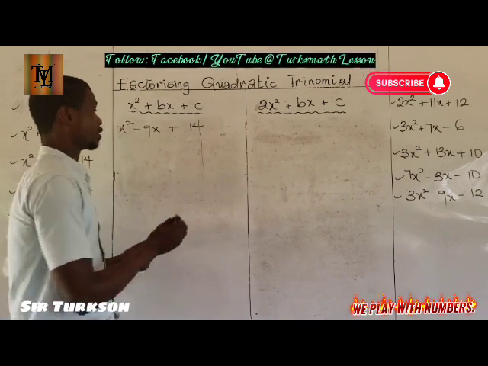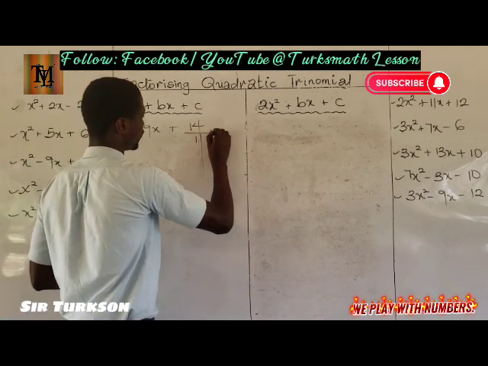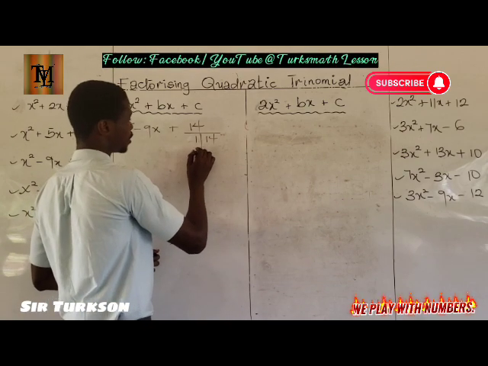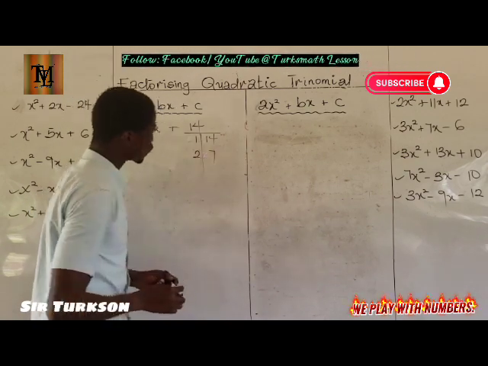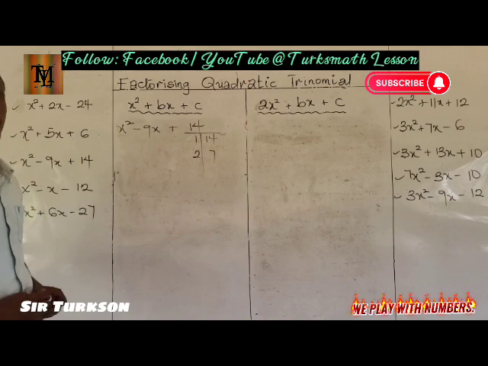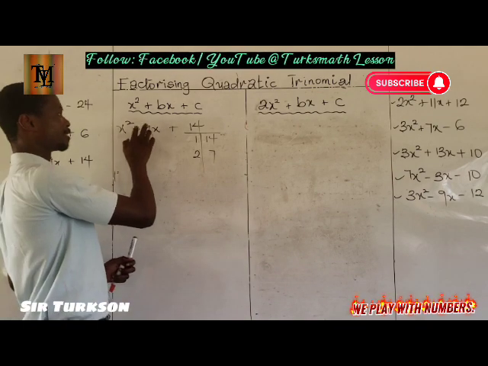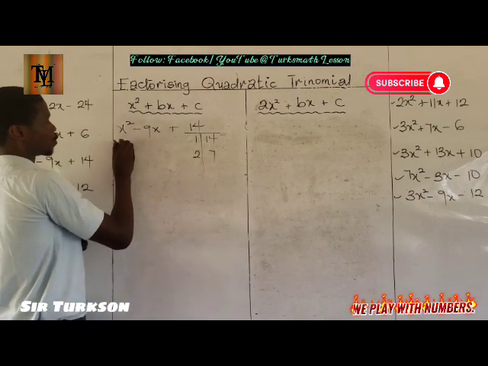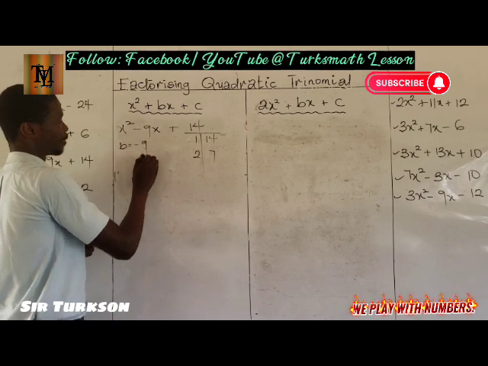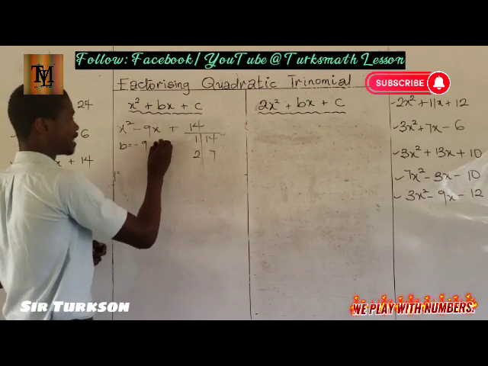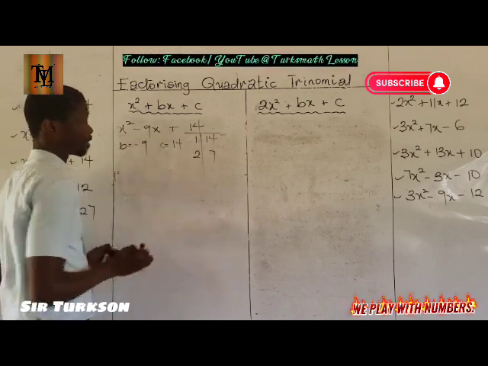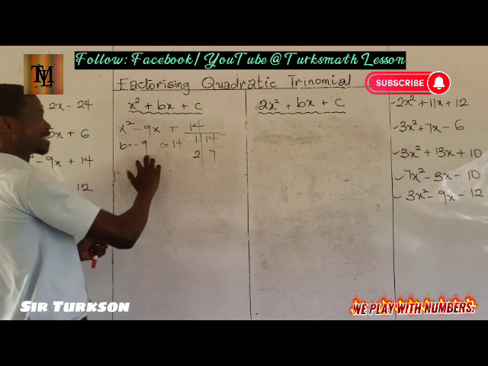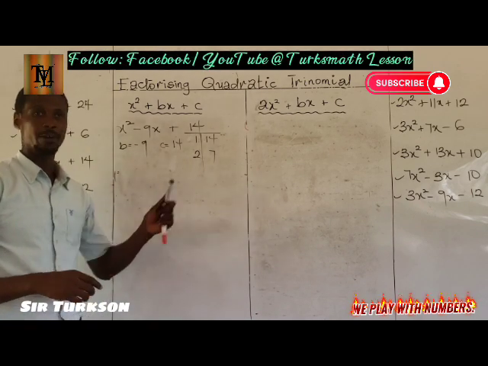Factors of 14: 1 and 14, and 2 and 7. Right. So these are factors of 14. But realize that B here is minus 9. You need to get minus 9. And C equals 14, isn't it? So how will you get minus 9?